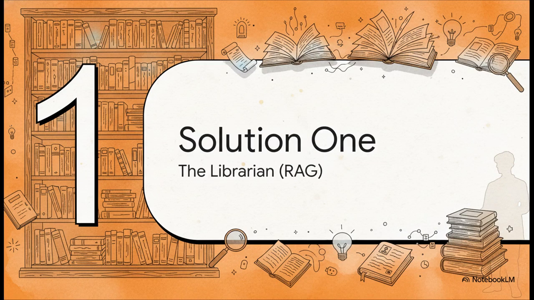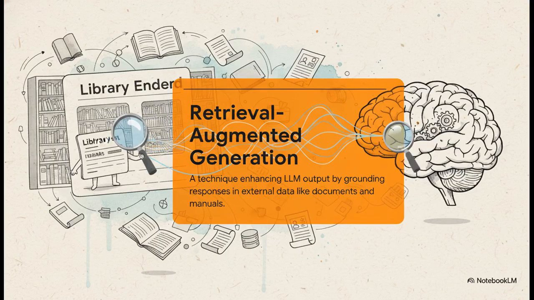All right, to solve this, two really powerful approaches have popped up. Let's start with the first one. I like to think of it as the librarian. Its official name, though, is Retrieval-Augmented Generation, or just RAG for short. RAG basically gives your LLM a library card to your company's private collection. So instead of just winging it based on its general knowledge, it actually grounds its answers in your specific documents, your manuals, your knowledge bases, and that makes its responses not just relevant, but factual.